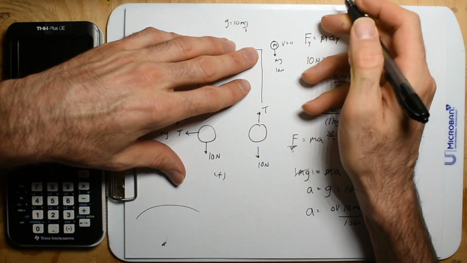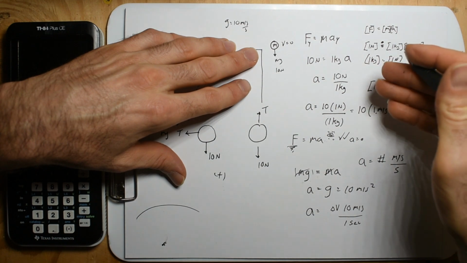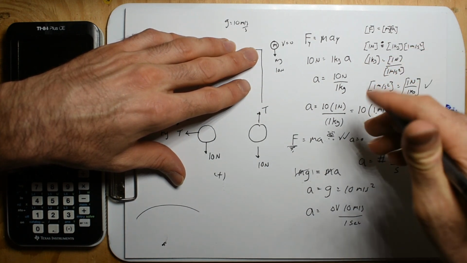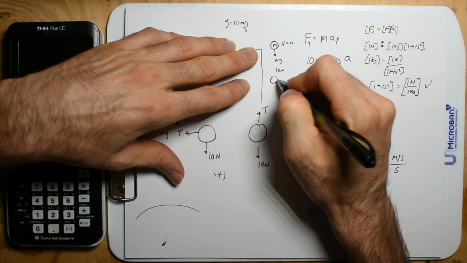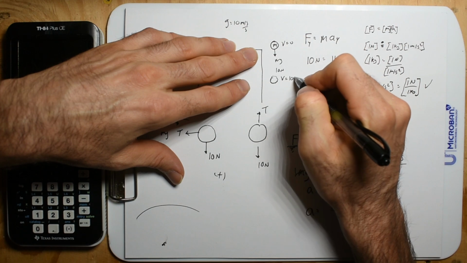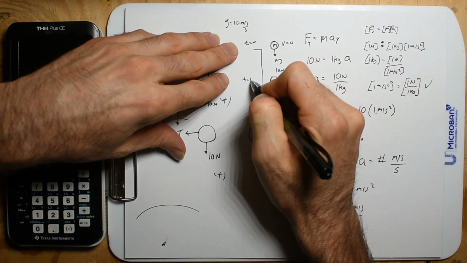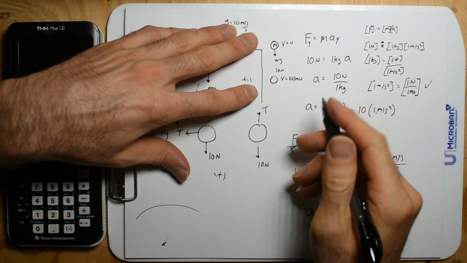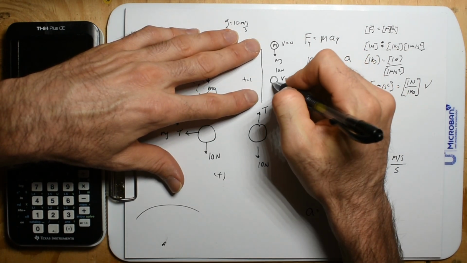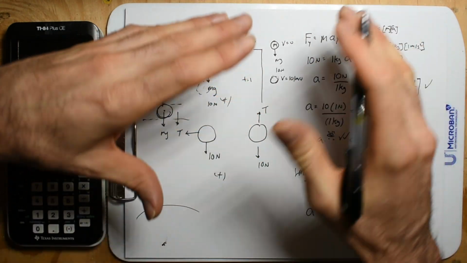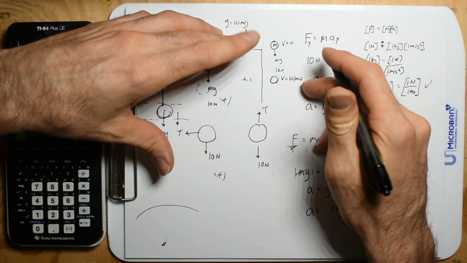So let's go over here to this one. This one has velocity 0. We know the acceleration is 10 meters per second every second, so now we're down here going 10 meters per second. This was time 0, and this was time 1 second. Now the question is, how far did we go? You should always ask that.